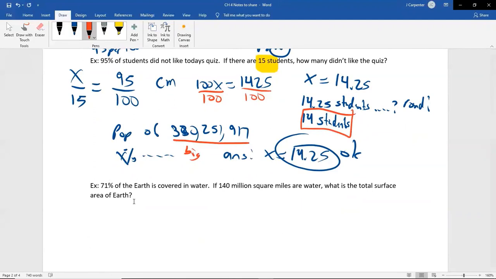If 140 million square miles are water, what is the total surface area of Earth? Oh, we're talking about percentages. We have one of the values, either part or whole, and we're looking for the other. We're going to set up a proportion, fraction equal fraction.